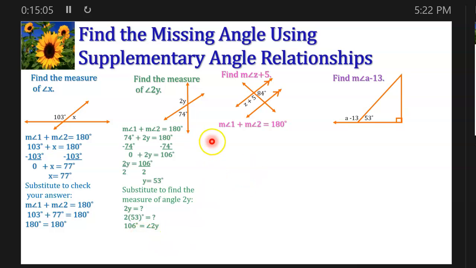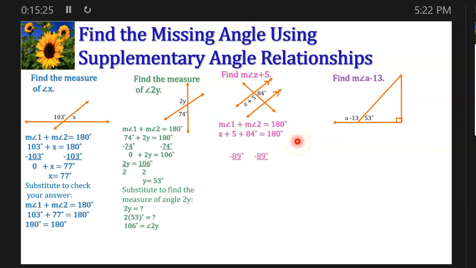Now we've got 2 more angles over here. We've got an angle z plus 5 and an angle 84. I know that those 2 angles have to equal 180 for them to be supplementary. So I'm going to plug it in. The z plus 5 is my first angle. The 84 is my second angle. So z plus 5 plus 84 should equal 180.